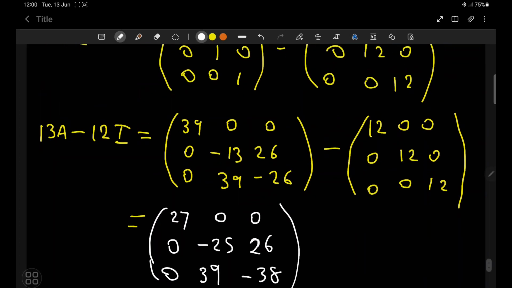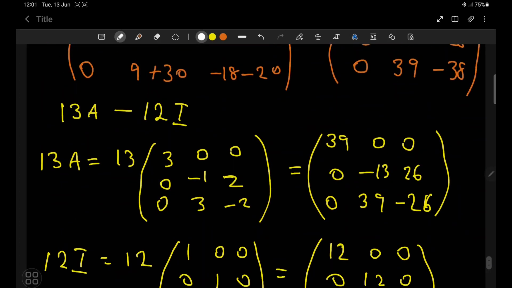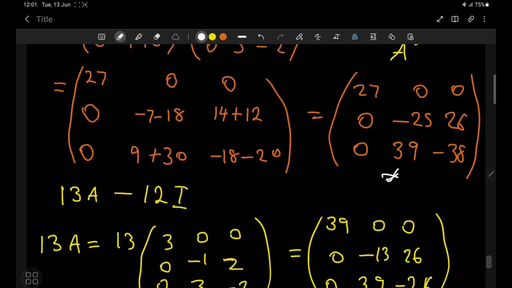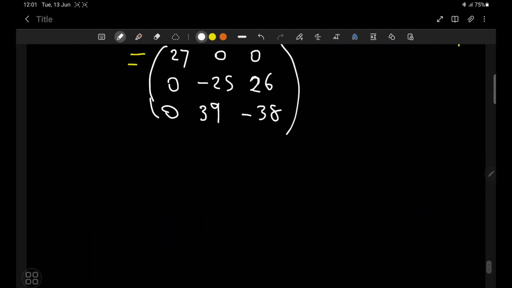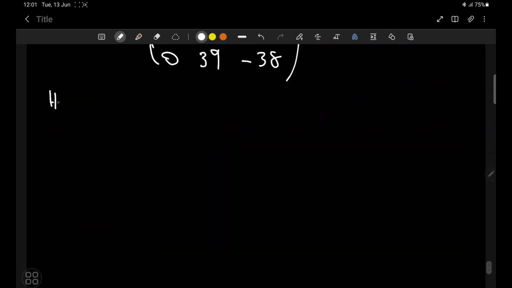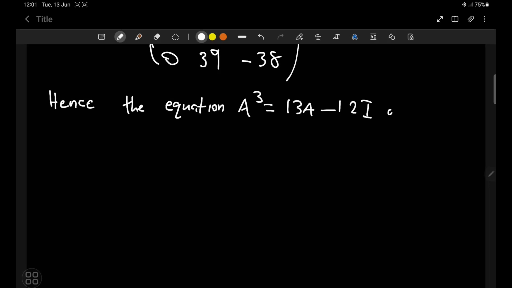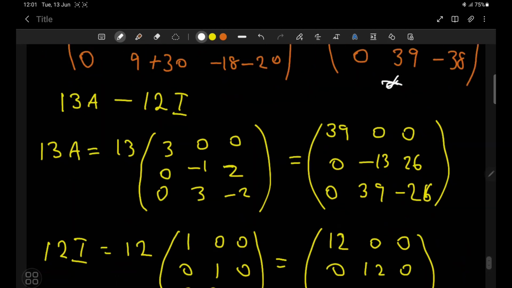So if you look at what we've obtained here, we need to equate it to, is it the same with this? And of course it is. So the equation has been satisfied. So we can just say, hence, the equation A cubic is equal to 13A minus 12I is satisfied, and we are done.